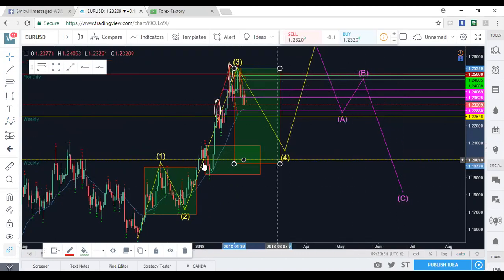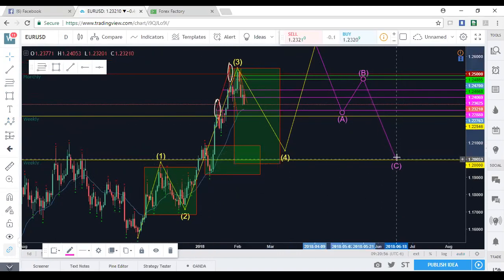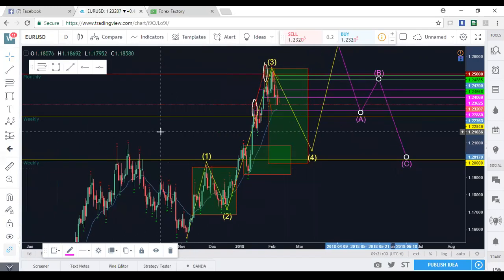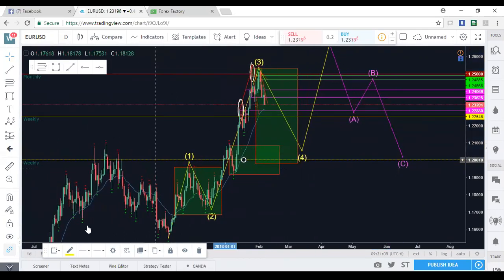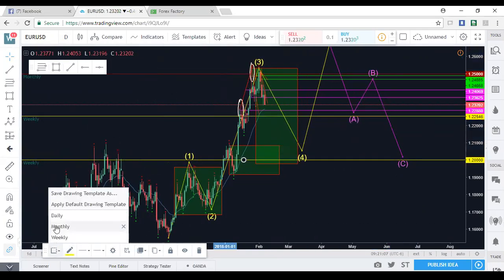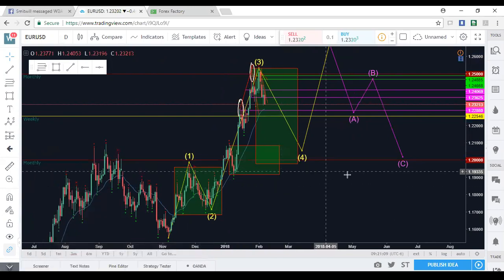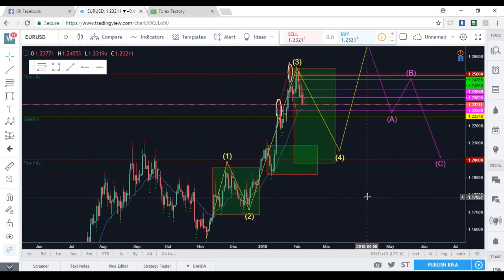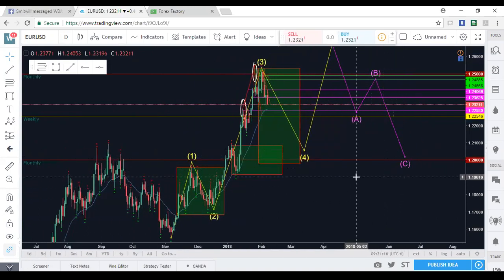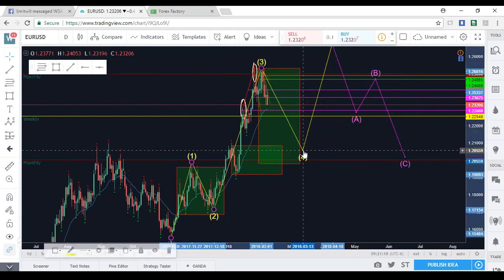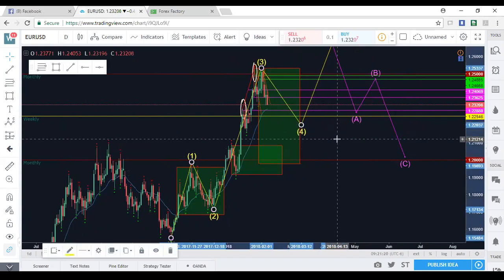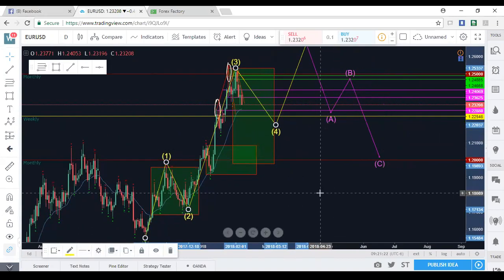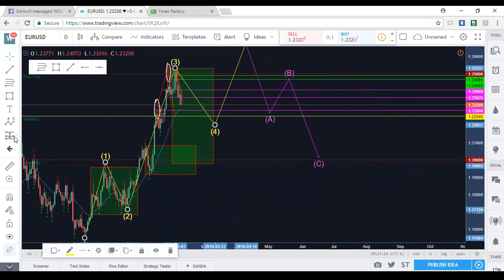The C should actually, I would say, find support right around this weekly level. This isn't a weekly level. This is a monthly. Sorry. So this is basically what we're looking to see. Let's say something like that. So we're looking at EU to come down.